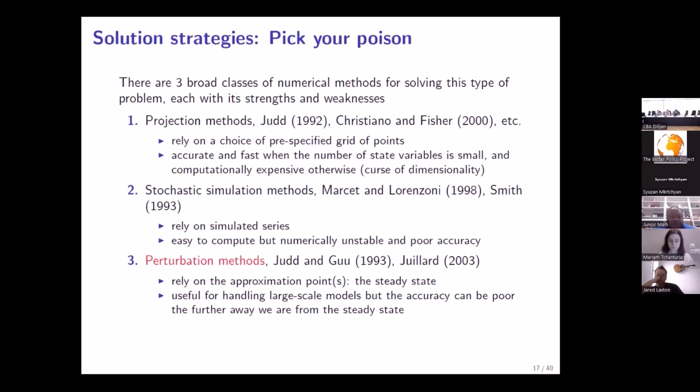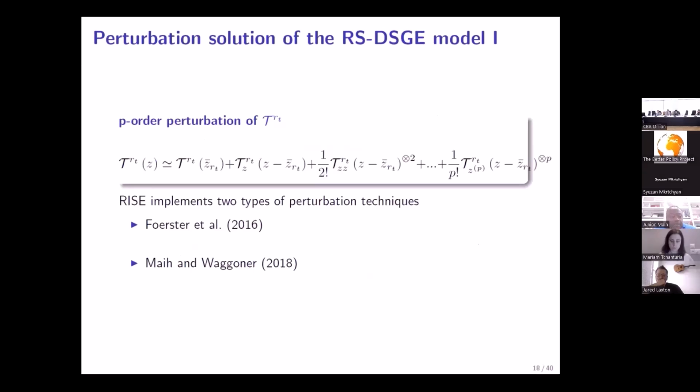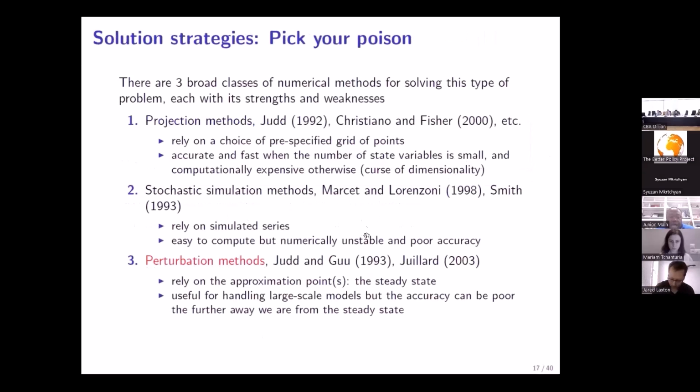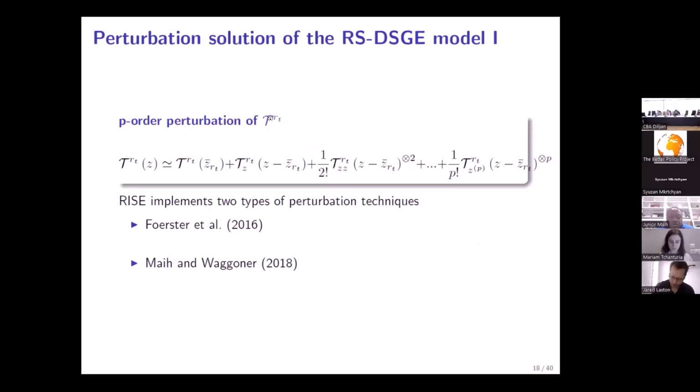That's a criticism that people who use other techniques tend to level against perturbations. But in my experience, perturbation methods work well. The problem is that we do not know how to find the true solution function. All those techniques that I've told you about are going to approximate the true solution, and this is a p-order perturbation approximation of the true solution.